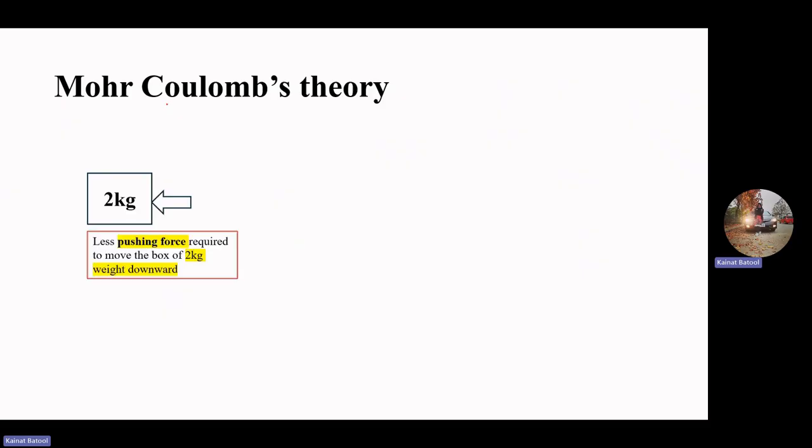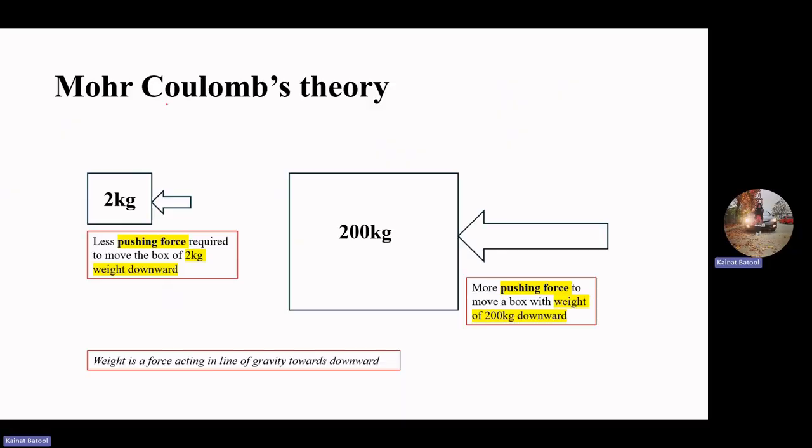Now, to understand this point, we will consider an example of these two boxes. This box weighs 2 kg and this box weighs 200 kg. We know that weights always act in the downward direction. Any force acting in the downward direction on a soil mass, we term as sigma, the normal stress. So this 202 kg is the sigma n value. And this horizontal force acting here, which is trying to push this box, is termed as the tau value.